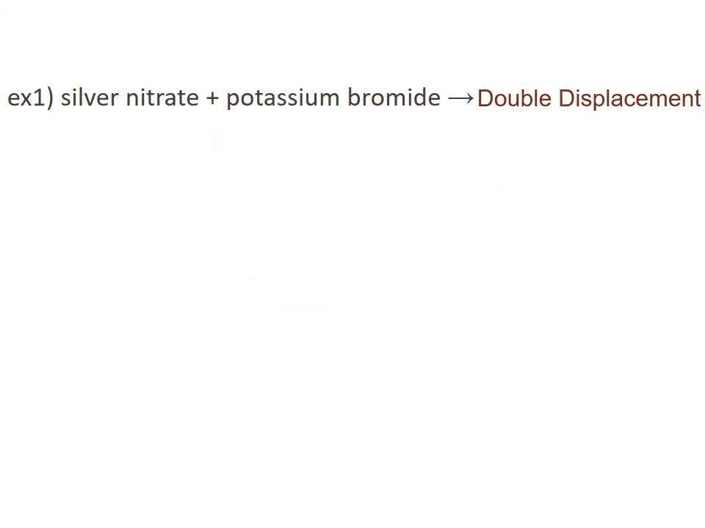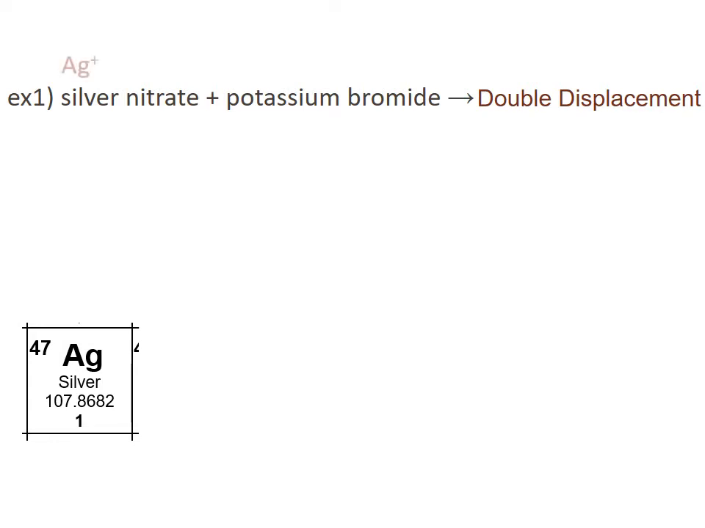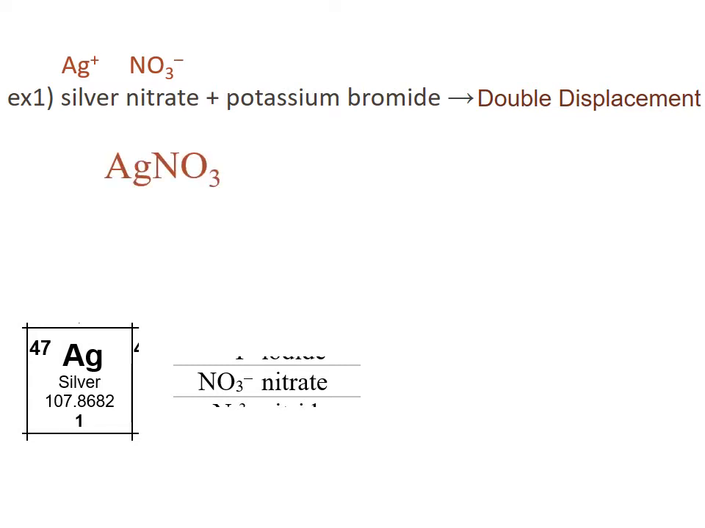Now let's complete that reaction. Silver is number 47 on the periodic table. It takes a +1 charge. So over top of silver, I will write Ag+. Nitrate is on my negative list, and that is NO3-. Lowest common charge is a 1, so I need 1 Ag to give me a +1 charge. I need 1 NO3 to give me a -1 charge.